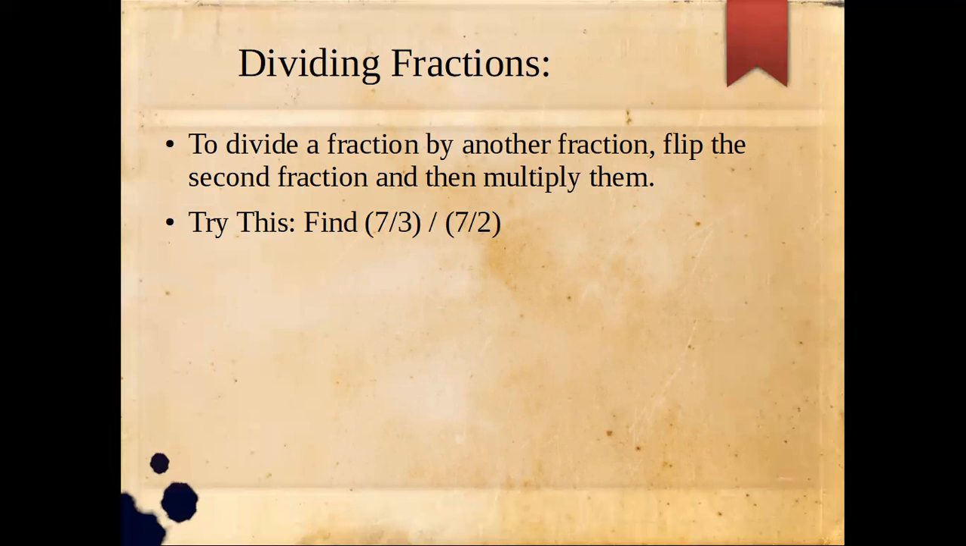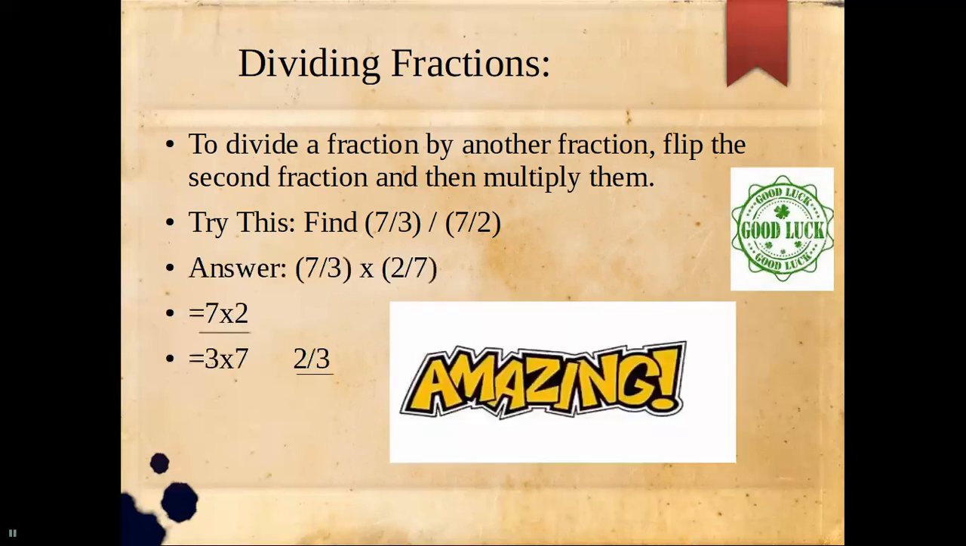These are two improper fractions here. We've got 7/3 divided by 7/2. Good luck, and I'll go through it now. What you do here is flip the second fraction and then multiply them. So what we're going to have is 7/3 times 2/7, because we're flipping the second one.